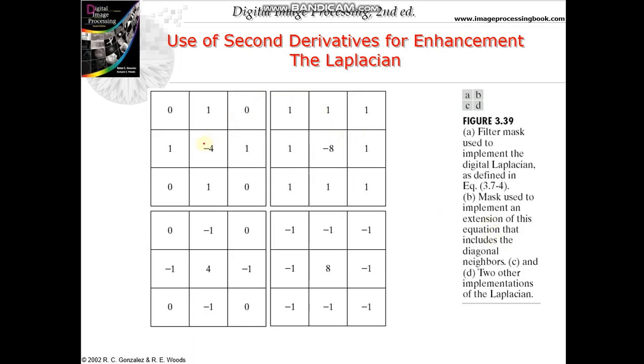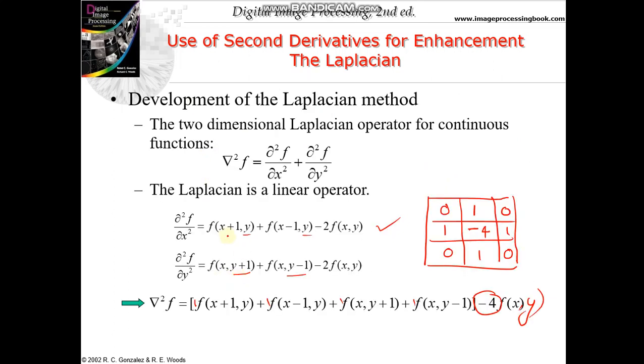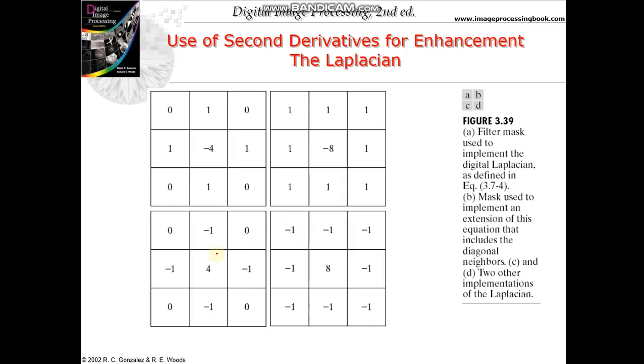So this is the filter mask used to design a Laplacian filter. If we consider it the other way, just the reverse, then we have plus 4 over here and a minus 1 in these positions. So this is also a Laplacian filter mask. Now we have an extension of the same if we consider our diagonal neighbors also. We have 4 more values, then the center becomes minus 8. This is the other way of implementation.